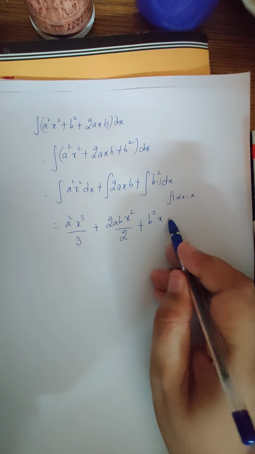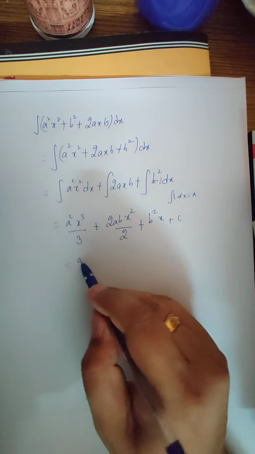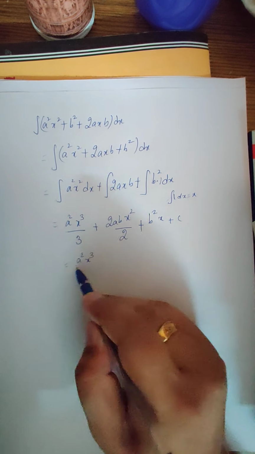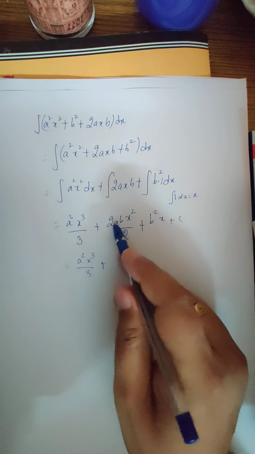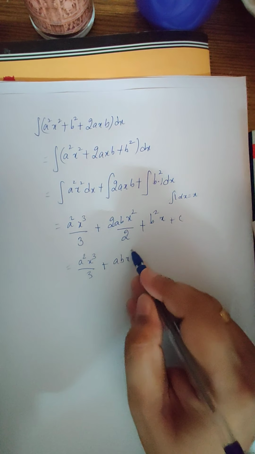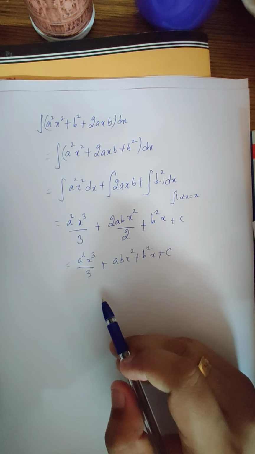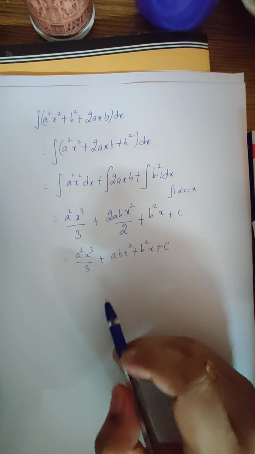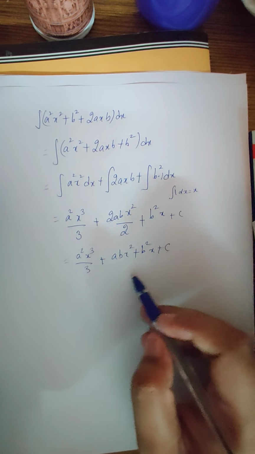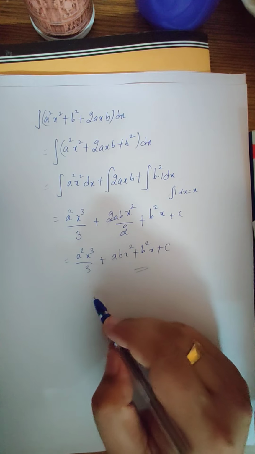So plus c. Upon simplification I get a square x cube by 3 plus the 2 and 2 will get cancelled, ab x square plus b square x plus c. This is the best way of writing the answer.